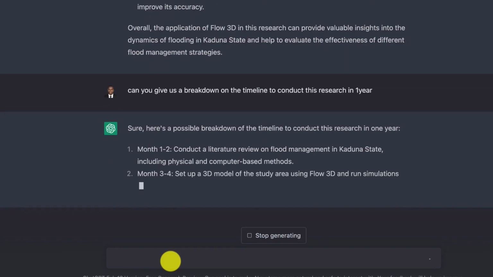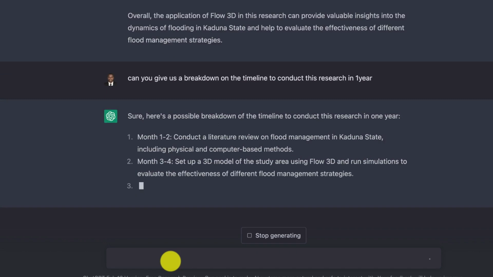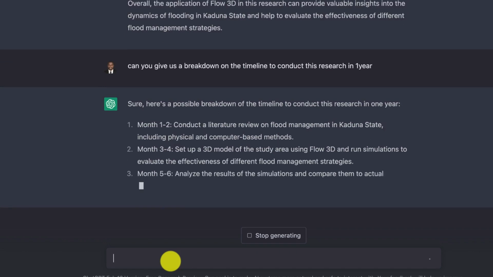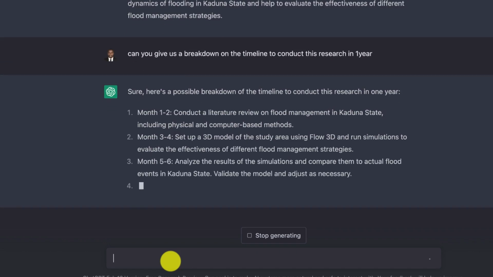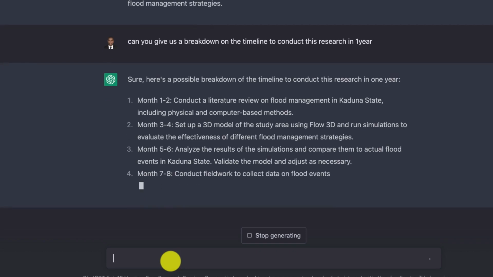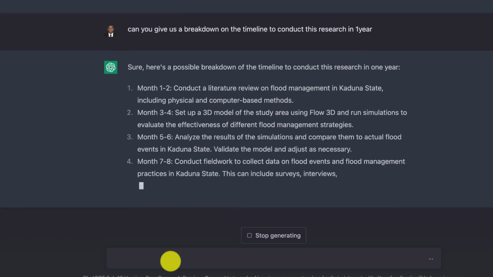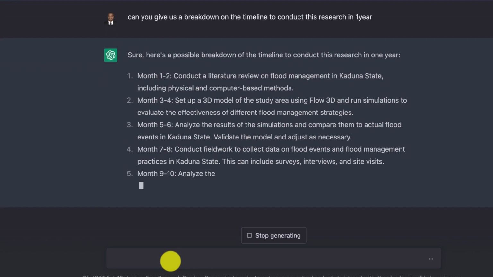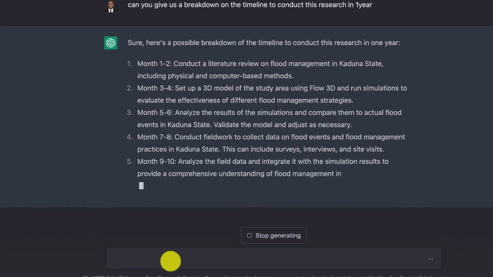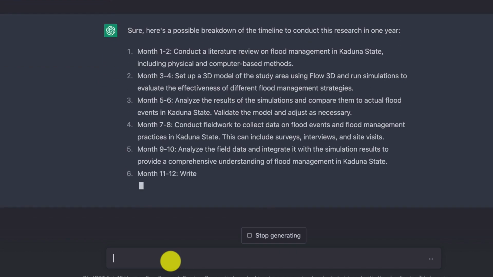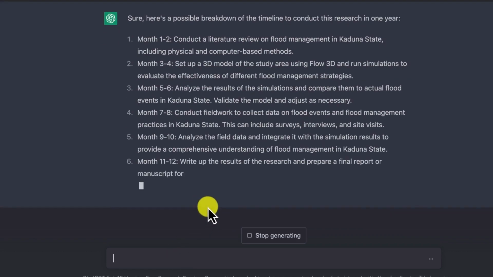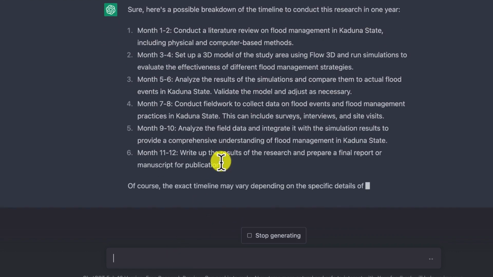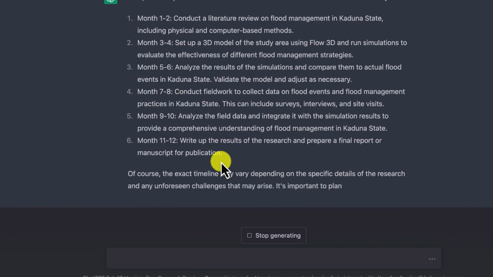So months 1 to 2, this is what you should conduct. Months 3 to 4, this is what you should conduct. Months 5 to 6, this is what you should conduct. So it's going to give you the detail about what you're going to cover in this 1 year. If you have specified 1 year, 2 years, or 3 years for a PhD, for example, it's going to give you exactly how you're going to cover it. And it's now left for you to translate this into a reasonable Gantt chart, so you can just go ahead and apply it to your research.